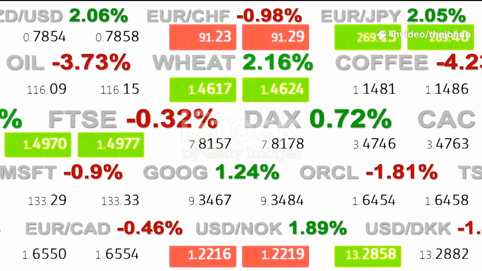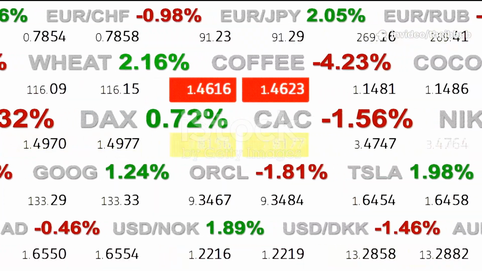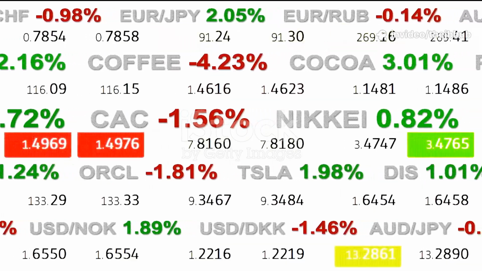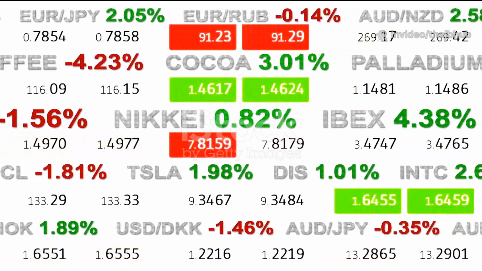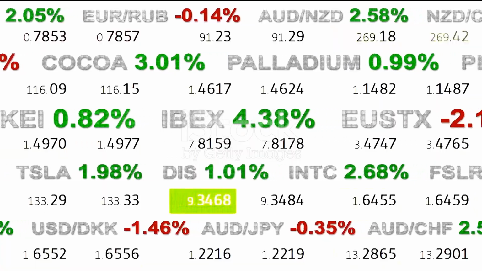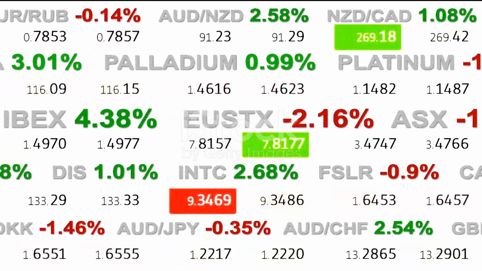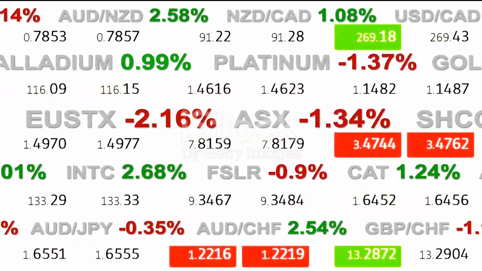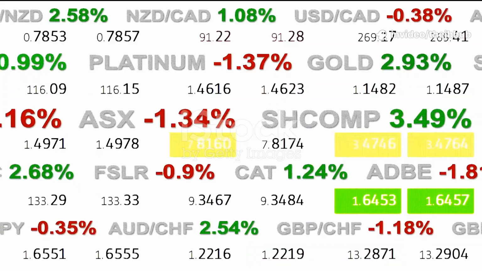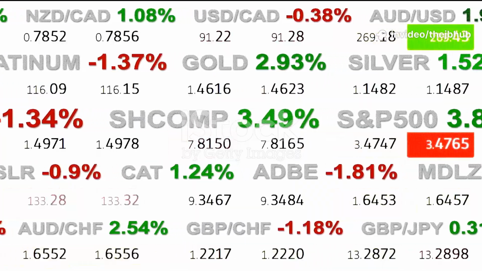Large cap stocks have a market value over $10 billion. Mid-cap stocks are valued between $2 billion and $10 billion. Small-cap stocks range from $300 million to $2 billion. Micro-cap stocks are between $50 million and $300 million. Nano-cap stocks are valued below $50 million.